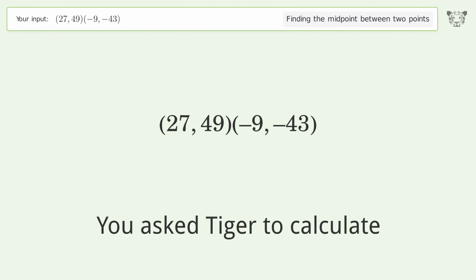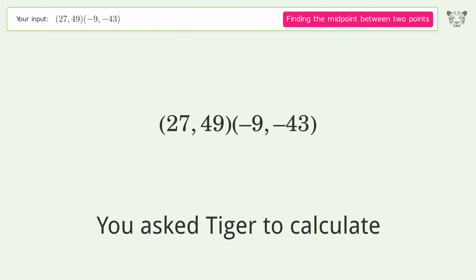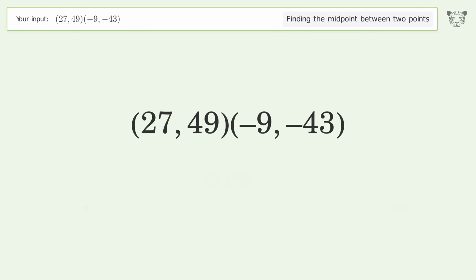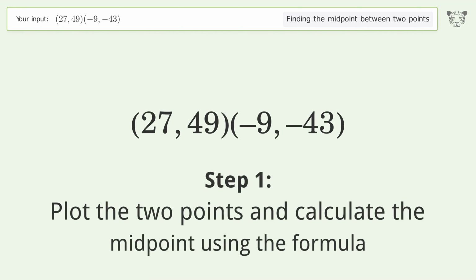You ask Tiger to calculate. This deals with finding the midpoint between 2 points. The midpoint between the 2 points is 9, 3. Let's solve it step by step. Plot the 2 points and calculate the midpoint using the formula.